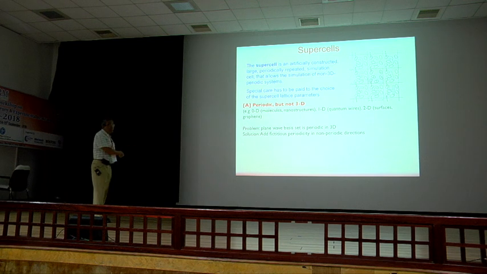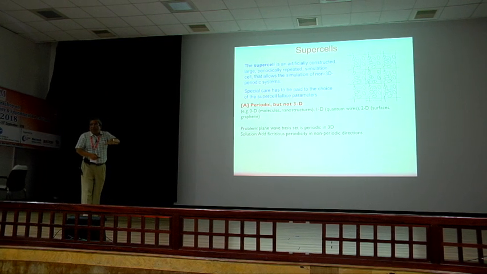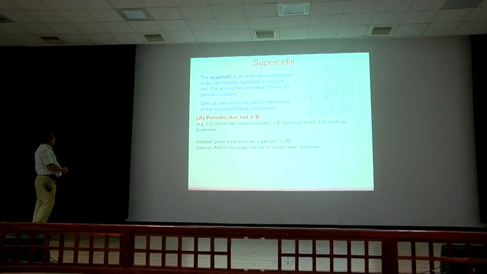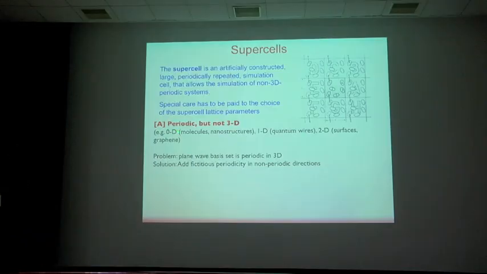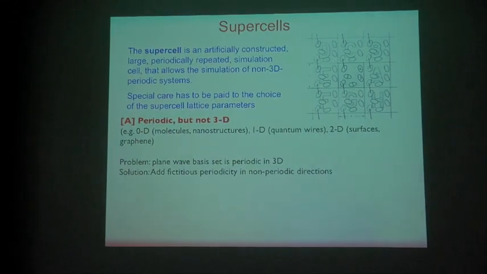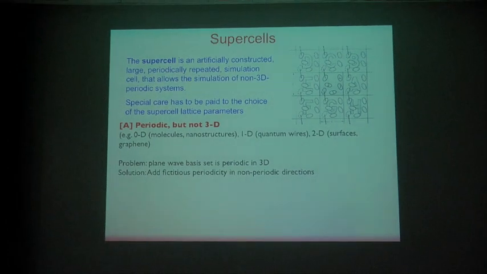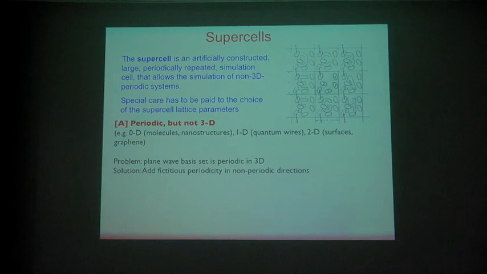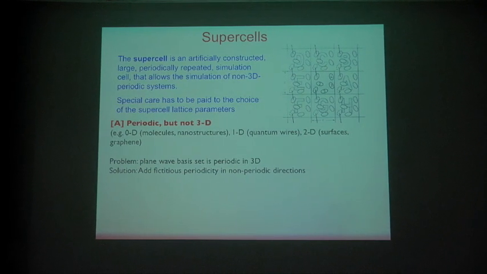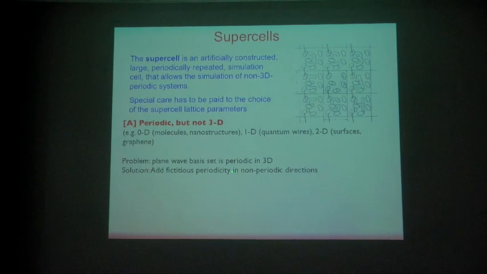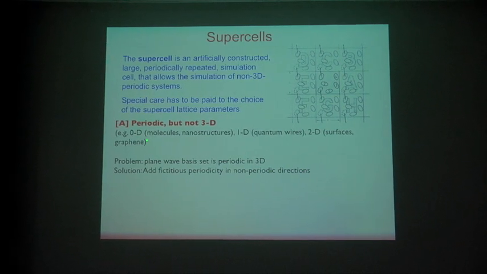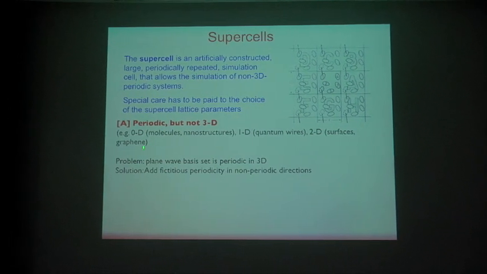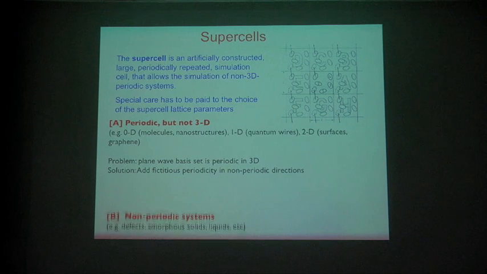Now, all these are periodic in some fashion, but not necessarily periodic in 3D like copper, which I told you. So, you need to construct a supercell for that. Now, as was already pointed out, the plane wave basis set is indeed periodic in 3D. And the solution is to add fictitious periodicity in the non-periodic direction. How do you add this fictitious periodicity? That is the crux of the idea behind construction of a supercell.